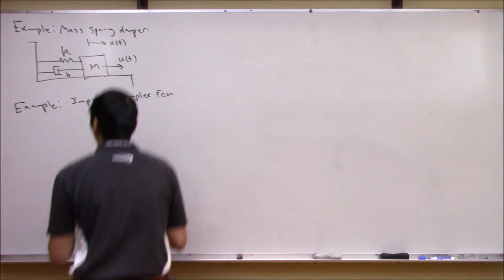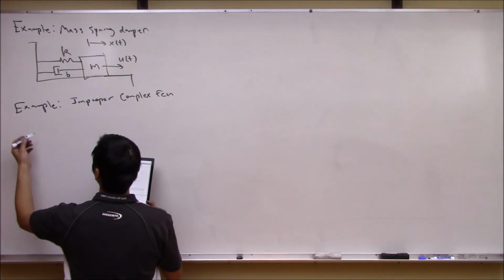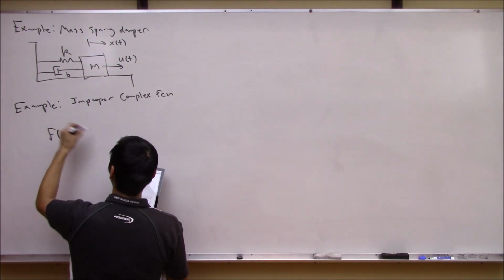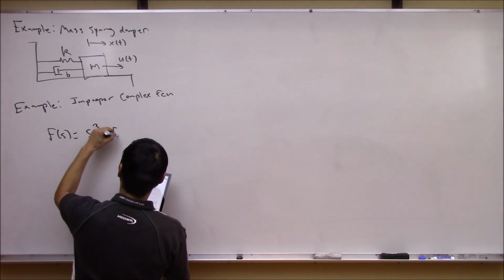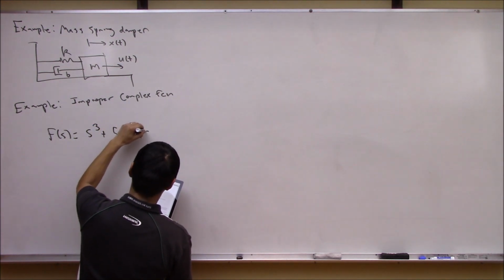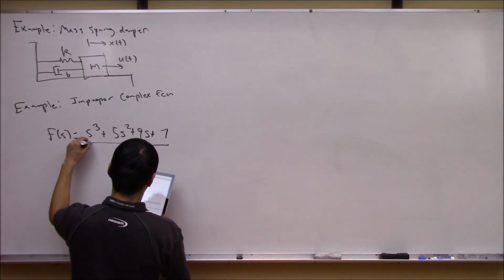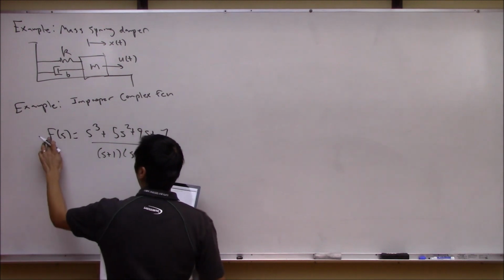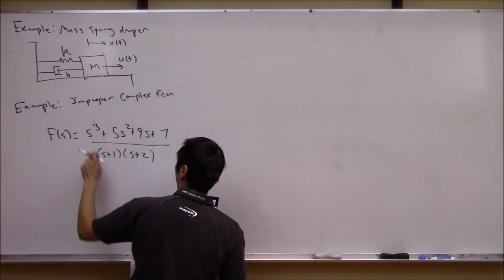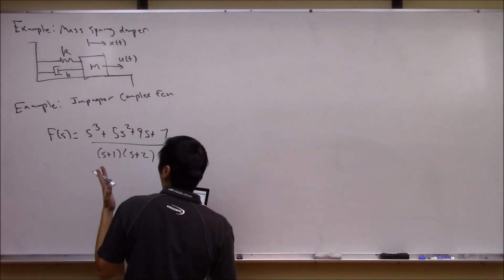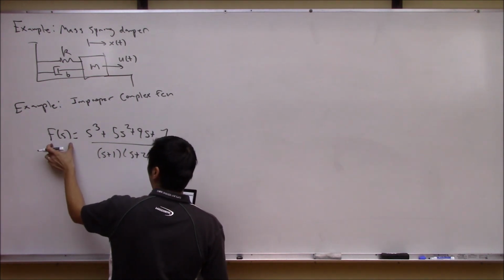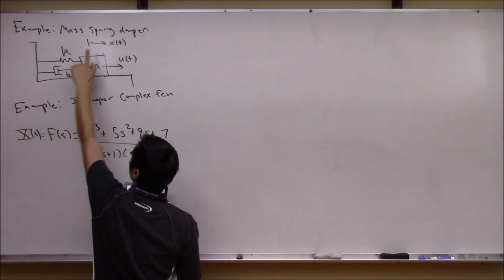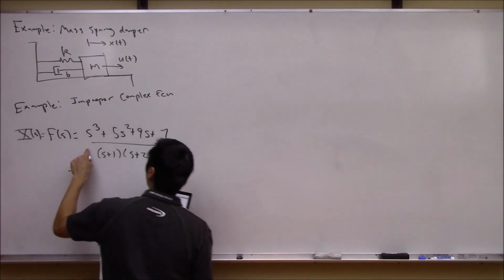So if you remember in one of our previous lectures, we said, all right, what if you had a function F of s, which looked like s cubed plus 5s squared plus 9s plus 7 all over (s plus 1)(s plus 2)? In this case, you've got a numerator of order 3 and a denominator of order 2. What happens here? What I want to think about is, instead of this being F of s, what if this was X of s, the position of the block in the Laplace domain? What if it looked like this?